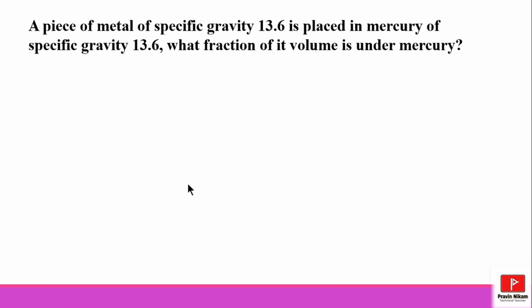Now see the next question. A piece of metal of specific gravity 13.6 is placed in mercury of specific gravity 13.6. What fraction of its volume is under mercury? Okay. Now see.